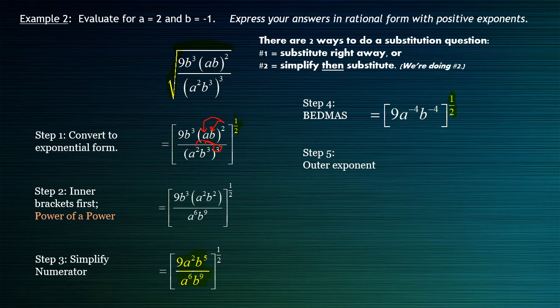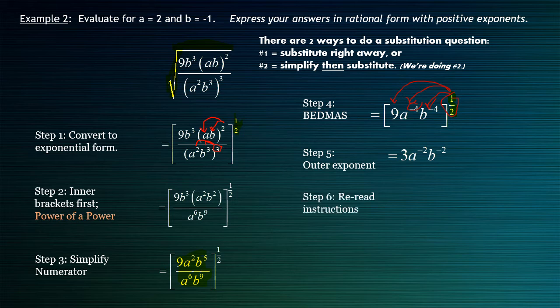The outer exponent gets distributed in, so the outer exponent gets applied to the 9 first of all. So 9 to the power of 1/2 is the first thing I have to do. 9 to the power of 1/2 is the same thing as saying the square root of 9. Then I have to apply it to the a. So a to the power of 4 to the power of 1/2. So I'm going to multiply the -4 by the -1/2. Then b to the power of -4, b to the power of -4 to the power of -1/2. So the power of -1/2 gets distributed backwards into that bracket.